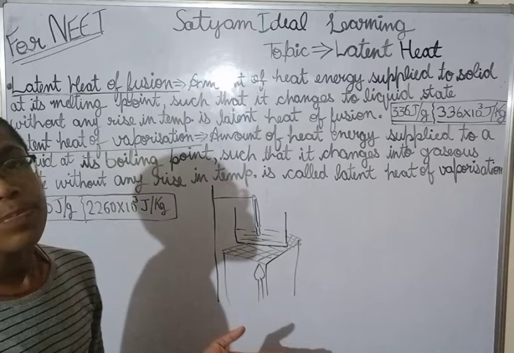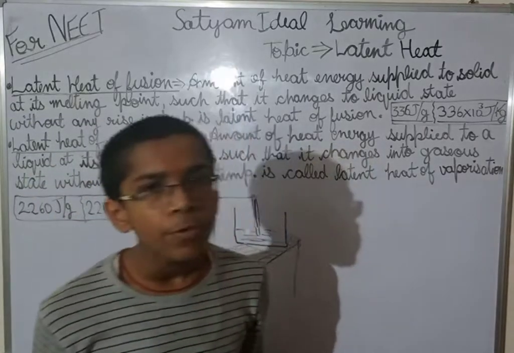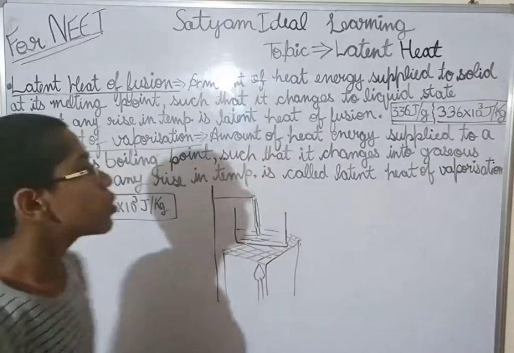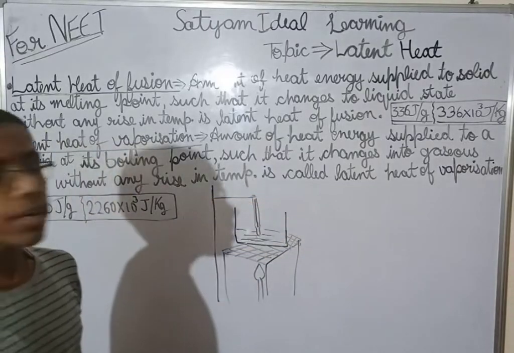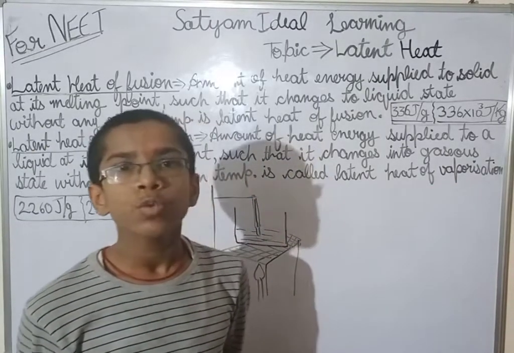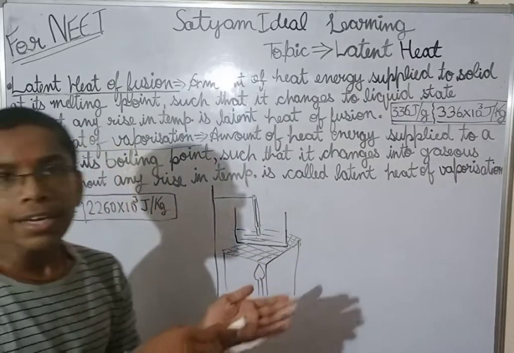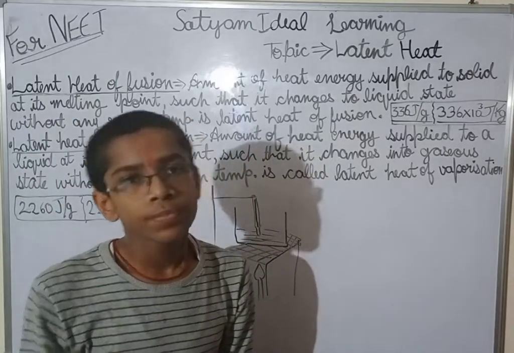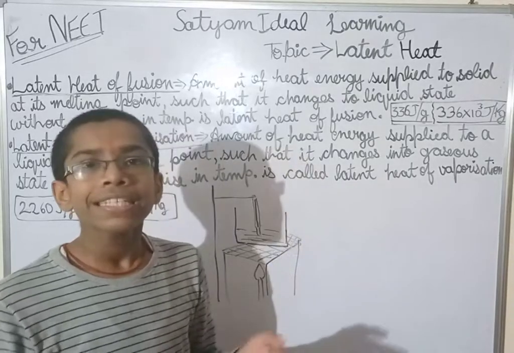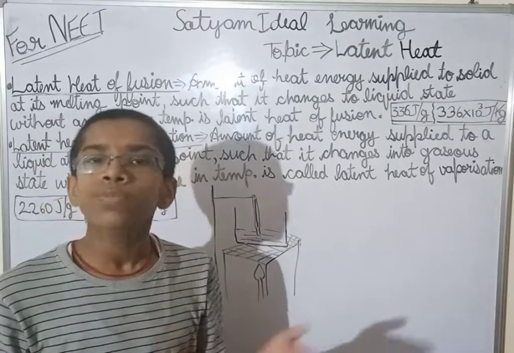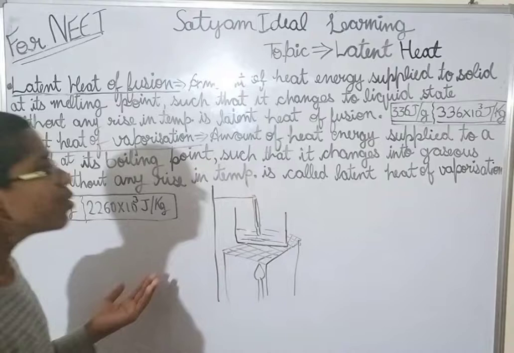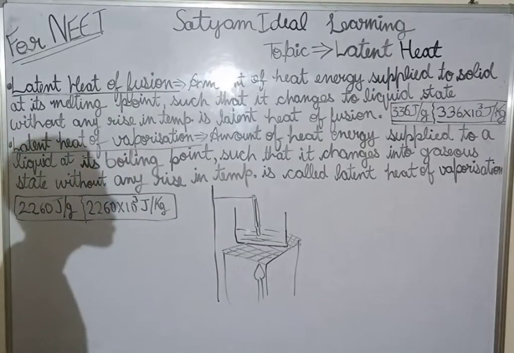You know, melting is also known as fusion, and vaporization you already know. Boiling is known as vaporization. So change of solid to liquid is known as what? Melting or fusion. And change of liquid to gaseous state is known as boiling or vaporization. You already know these things. You have learned it in 6th class.